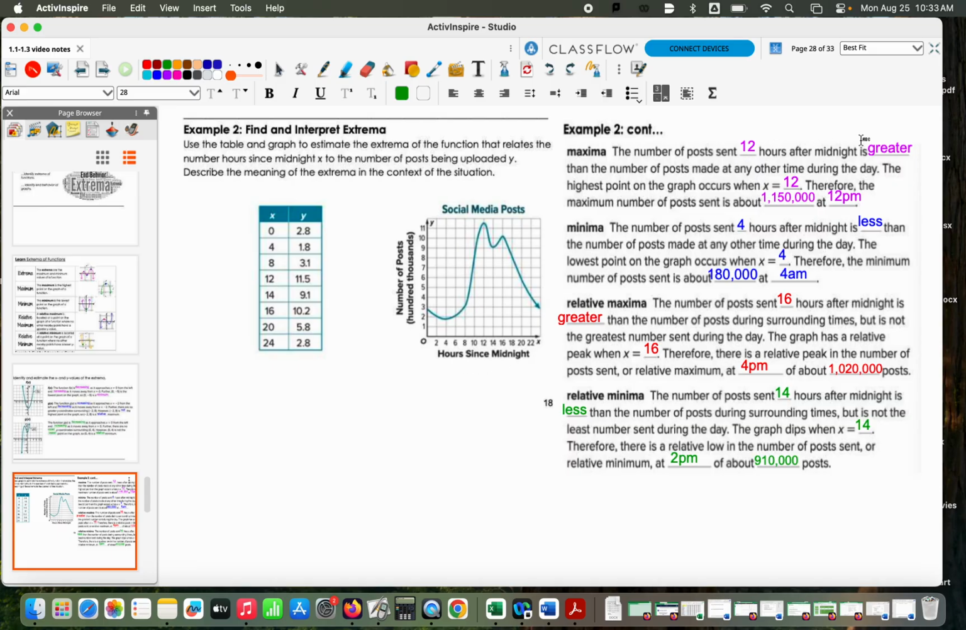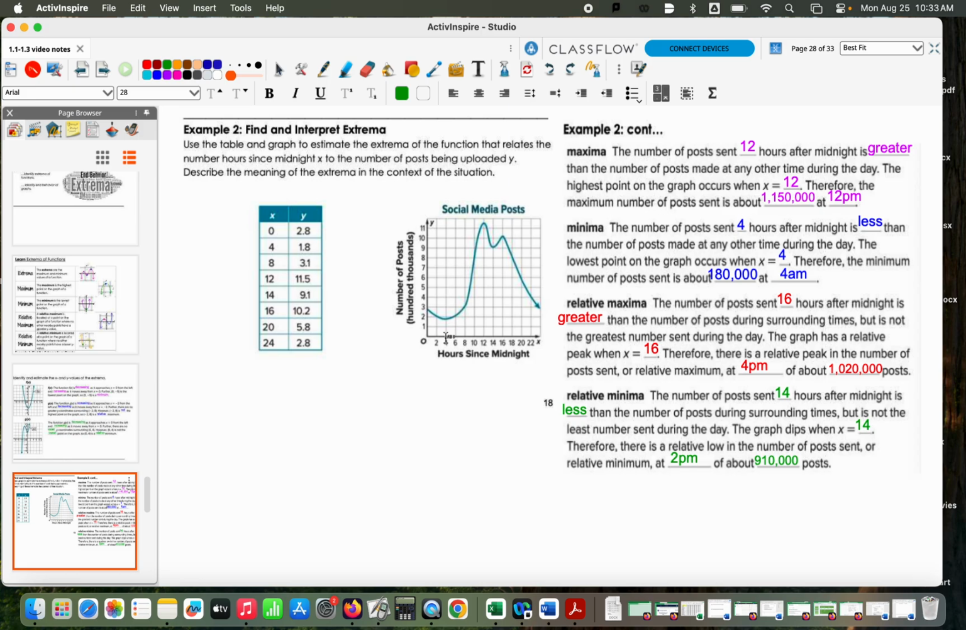So 12 hours after midnight is greater than the number of posts made at any other time. This highest point on the graph occurs when x is 12, which means hours since midnight, so that happens at 12 p.m. It's hard to read this exact point, but if you look at the data, 12 is at 11.5, that's in 100,000s. So 11.5 times 100,000 is actually well over a million, 1,150,000 posts.